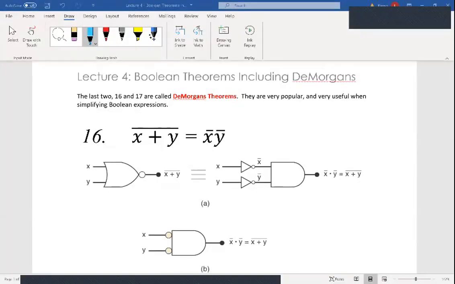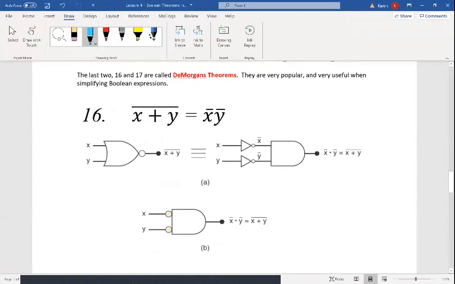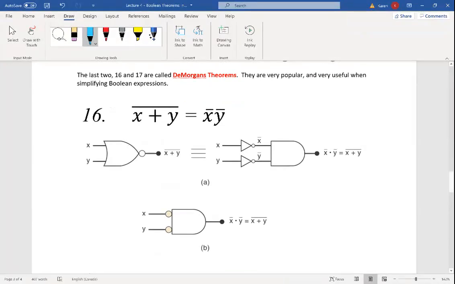DeMorgan's theorems are everybody's favorite theorems. I call them theorem 16 and 17, DeMorgan's theorem. DeMorgan's theorem says that when there's a big inversion bar over a product or a sum, then it's the same as inverting each input separately and switching the sign. So I'm going to write that down here.